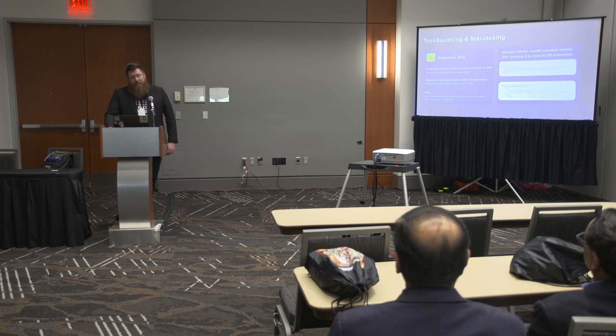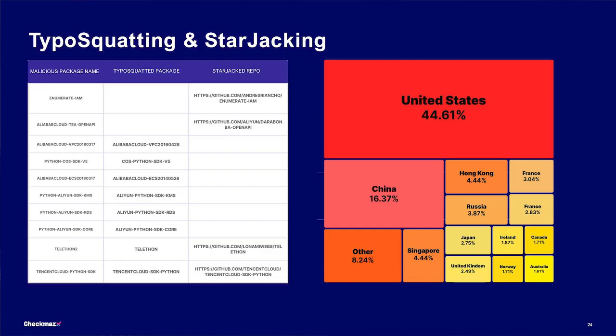And here's a list of all of the different malicious packages, which ones were typosquatted, which ones were starjacked, and also the percentages of who it affected. The United States makes up almost 50%, with China in second place there.